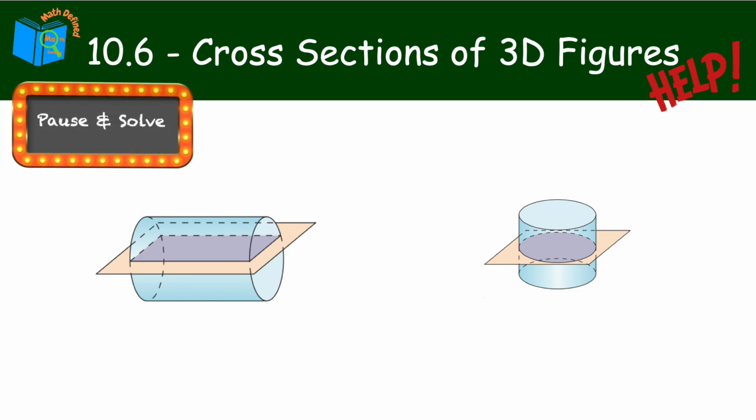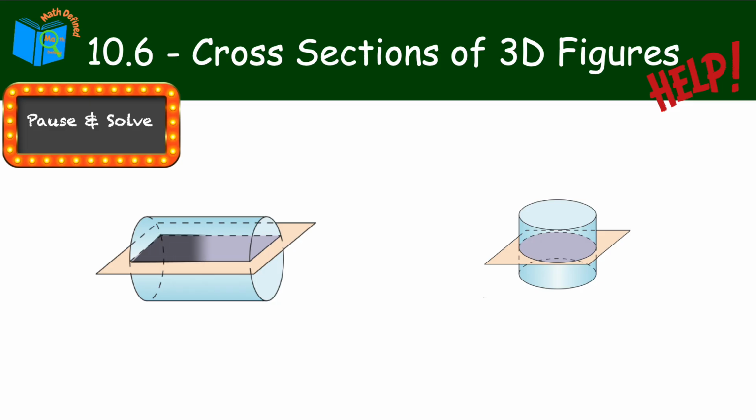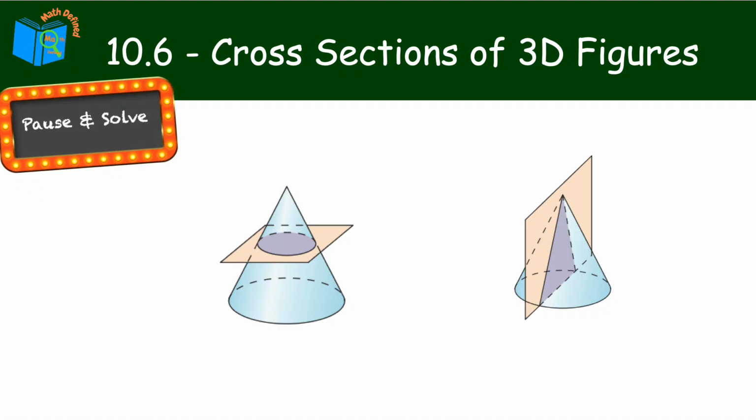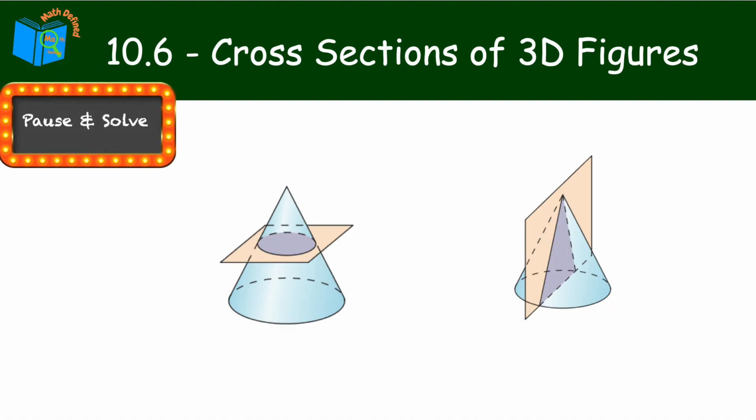Now let's focus on cylinders. The first cylinder is sliced vertical to its base, creating a rectangle. The second cylinder is sliced parallel to its base, creating a circle. Do you see the pattern again? Let's finish up with cones. The first cone is sliced parallel to its base, creating a circle. The second cone is sliced vertically to its base, creating a triangle.